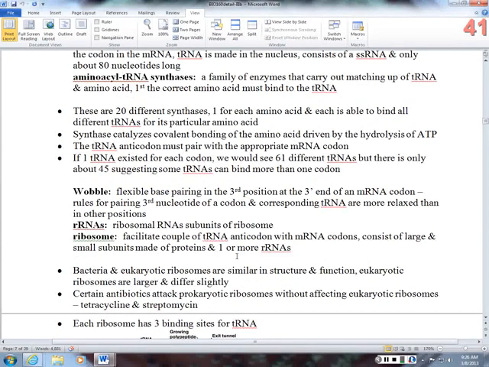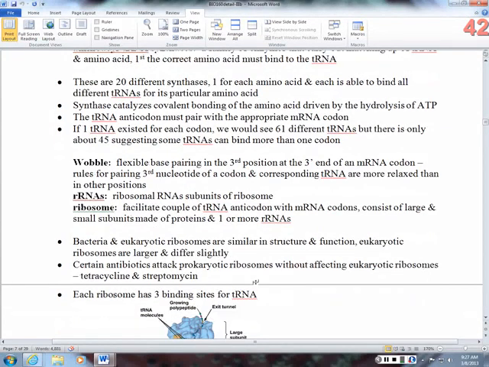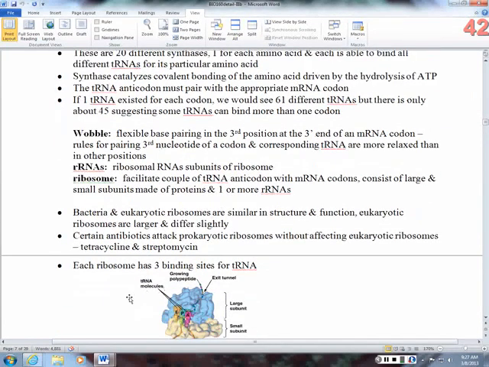Your ribosomal RNAs, these are going to be part of your ribosomal subunits. They are going to act like an enzyme in there, helping the ribosome be able to function, making the actual protein in there. So the ribosome facilitates the coupling of the tRNA anticodon with the mRNA codon to make sure that they match up. You've got a large and a small subunit that are going to be involved with that.